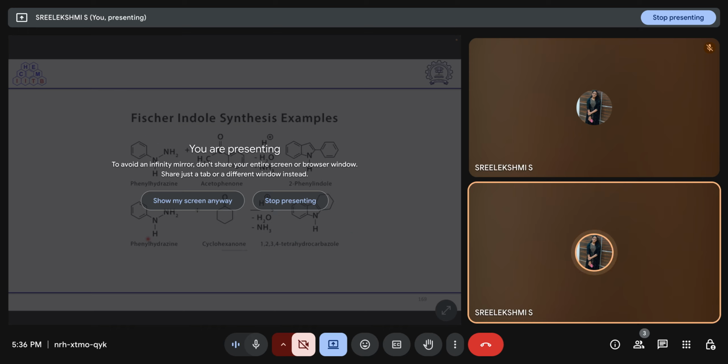And here we have given some examples for this Fischer indole synthesis. So when phenylhydrazine is reacting with acetophenone, we will get this 2-phenylindole. And when this phenylhydrazine is reacted with this cyclohexanone, we will get this 1,2,3,4-tetrahydrocarbazole.